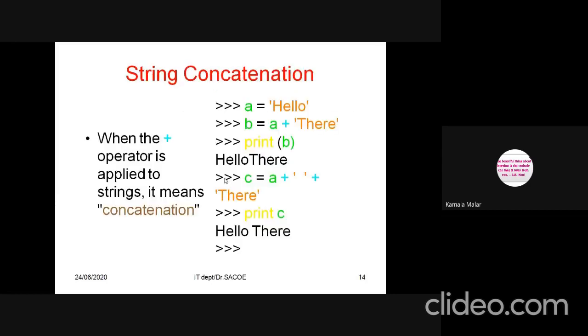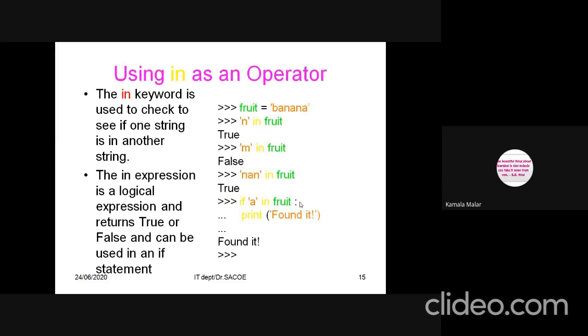So let's move on to some of the available string functions. String concatenation we have already seen. That is, if two strings are followed by the plus symbol, they will automatically concatenate. If you want a space, we can give it in between. So using the plus operator, we can concatenate as many strings as possible. The next one is the in operator. In is a membership operator. If you want to check whether a particular word or substring is available in the string, we can use the in membership operator. If it is available it will return True, else False will be returned.